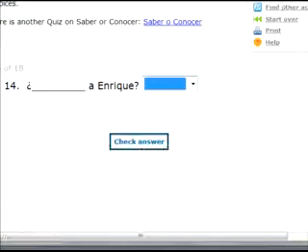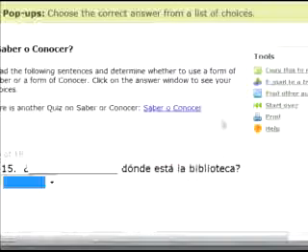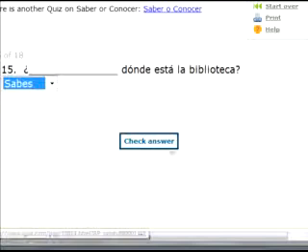Do you know Enrique? Do you know where the library is? Knowing a fact. ¿Sabes dónde está la biblioteca?